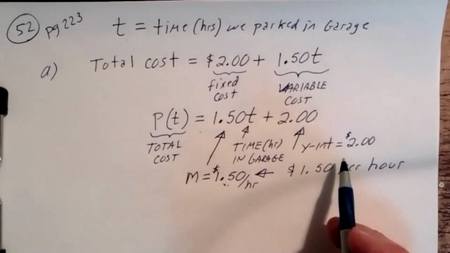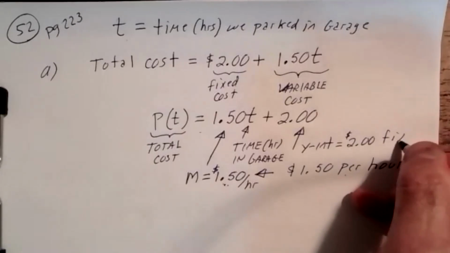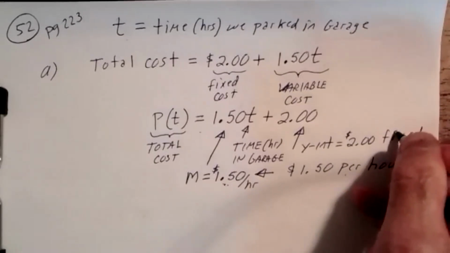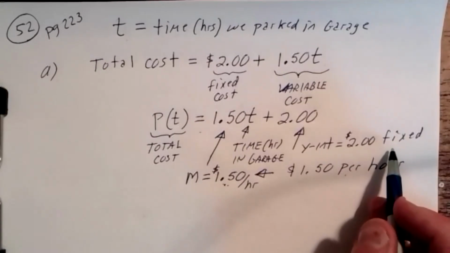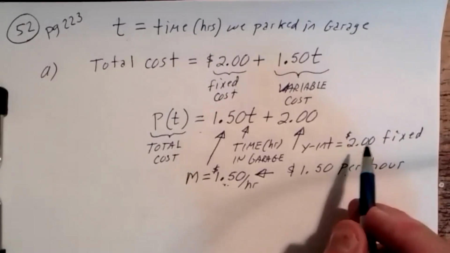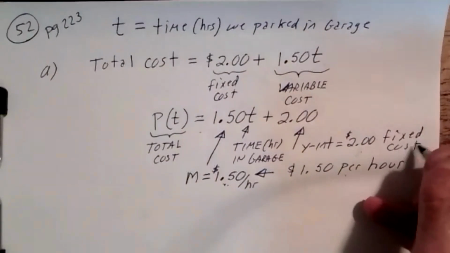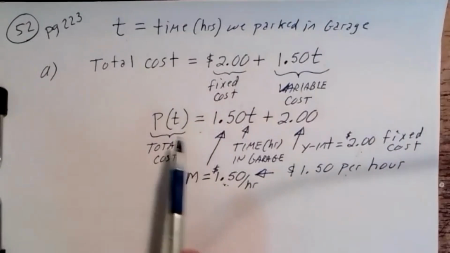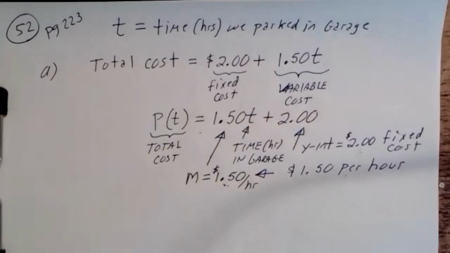Flat cost. It's the fixed cost. It's the fixed cost for even just venturing into the garage, whether we're going to stay in there for 1,000 hours or we're just going to drive in and drive right back out. We're still going to have to lay out $2 because we went into the garage. All right, that's your fixed cost. And ladies and gentlemen, I have explained what all these terms in this linear function represent. Okay. Part B, what is part B of that question?